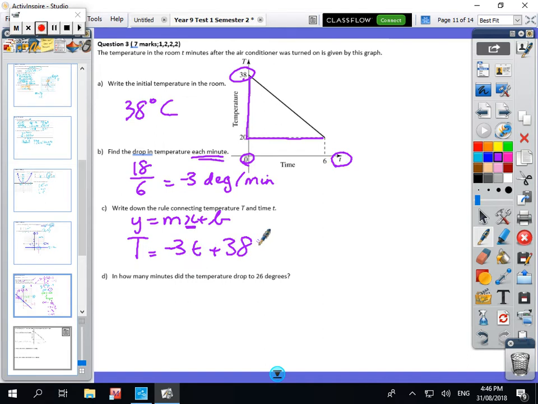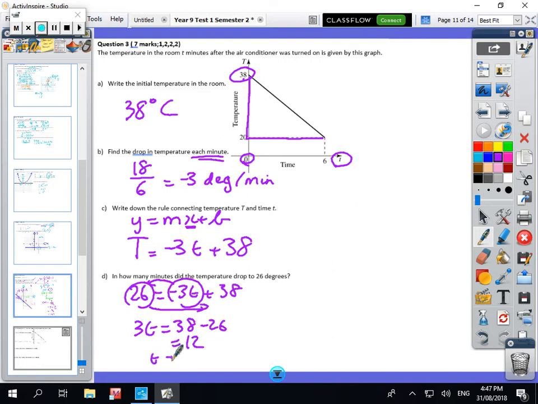Instead of having x, we've got t, and the y-intercept was 38. How many minutes did the temperature drop to 26? So 26 equals minus 3t plus 38. Move the t across to make it plus, move the 26 across to make it negative. So 3t equals 38 minus 26 equals 12. So t equals 4 minutes.